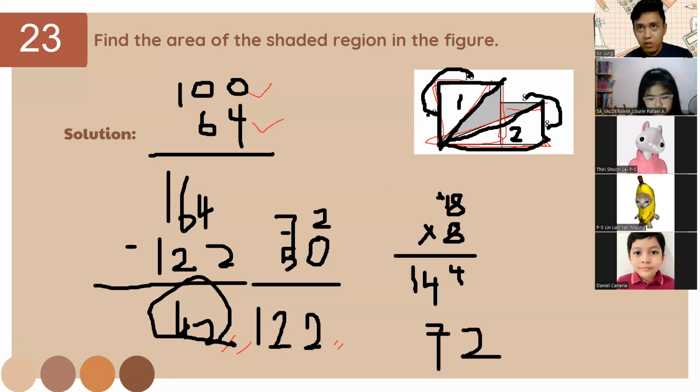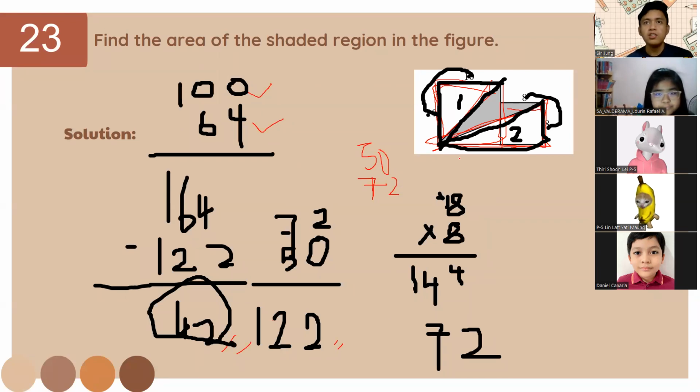Then the area of the first triangle, which is this one, is 50. And then the area of this triangle, the second triangle, which is 100, or I mean 72. So subtracting 122 from 164, you will get 42. And the answer is 42.